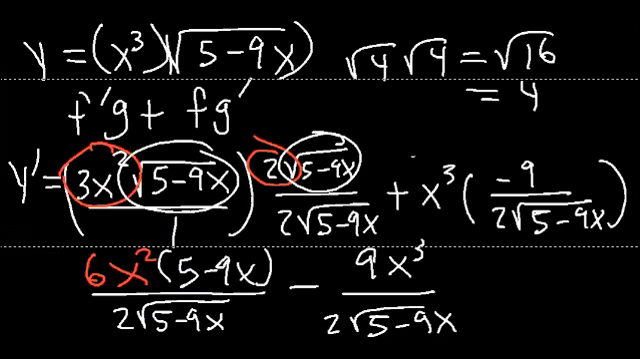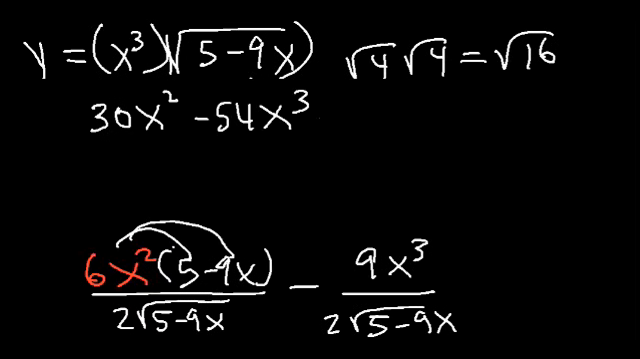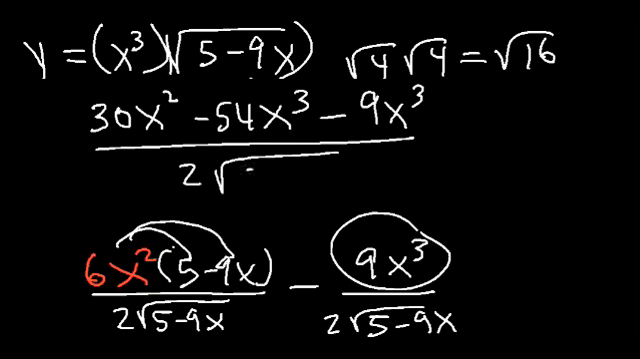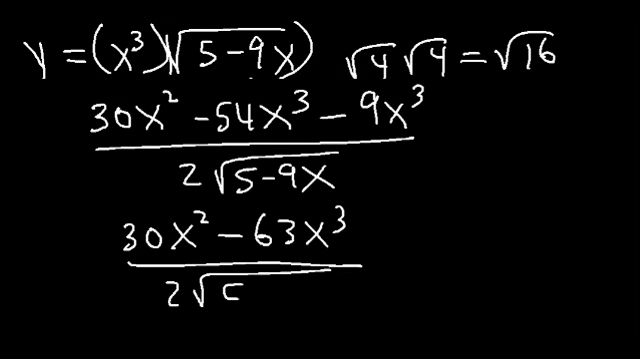So now that we have the same denominator, if we want to, we can combine the numerators. But let's distribute the 6x squared to these two terms first. So 5 times 6 is 30, so it's 30x squared. And 6 times negative 9 is negative 54, but x cubed. And then minus 9x cubed divided by the same denominator. Negative 54 minus 9 is negative 63. So this is the answer if you wish to combine it into a single fraction.